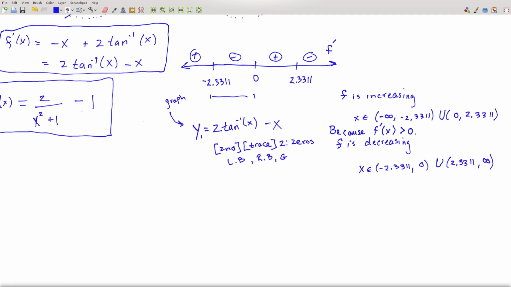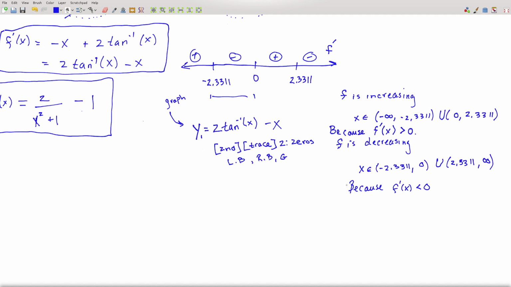Because the first derivative is greater than 0. And here, this is because the first derivative is, I think you know, where it's less than 0. That's where it's going to be decreasing.